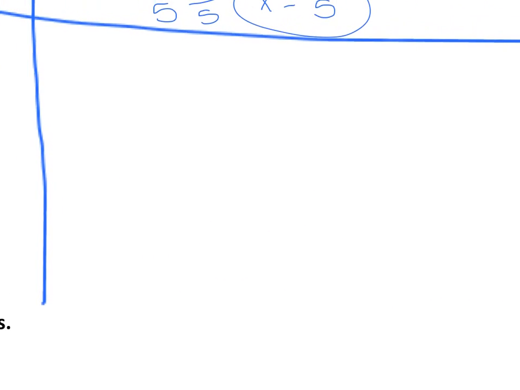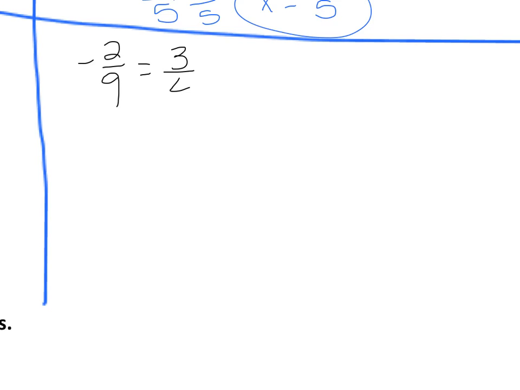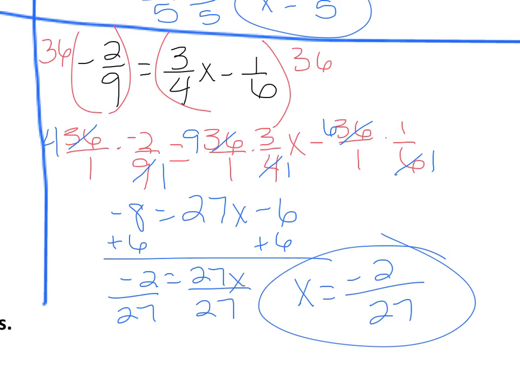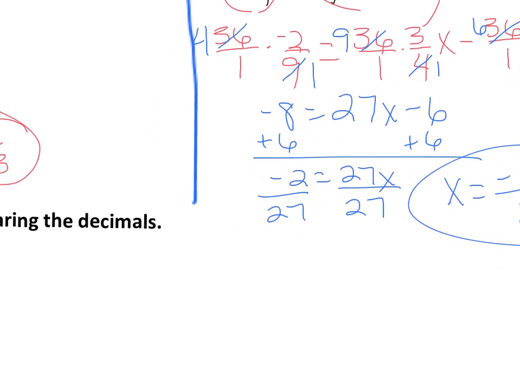Okay, let's have you try one more on your own, and then we will move on to decimals. So this time I want you guys to try -2/9 equals 3/4 x minus 1/6. Okay, I ended up with a -2/27, so once again, check your answer. If you did not quite get the same thing, go back and check your work against mine.